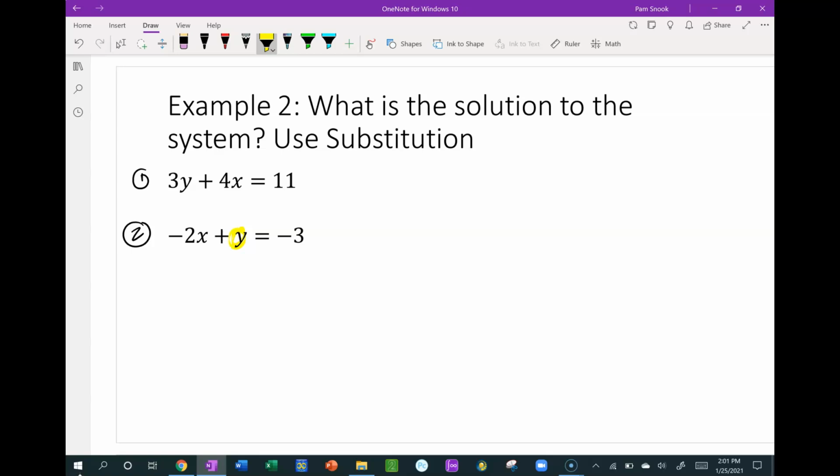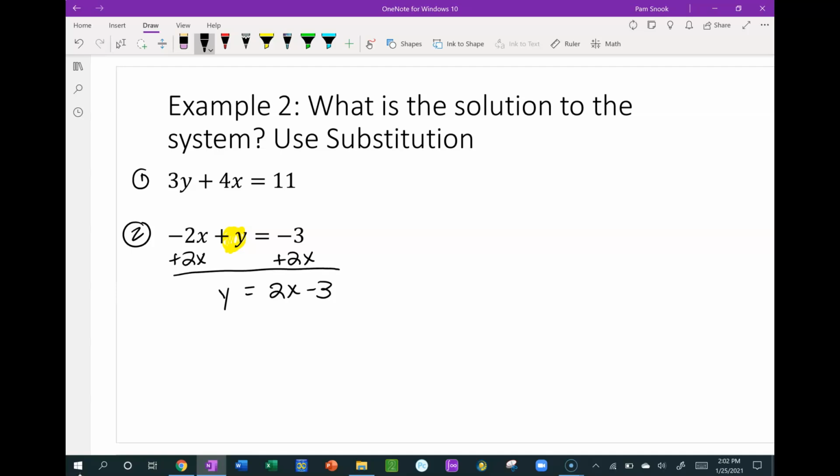I have a plus y right there. So I can go ahead and rearrange equation 2 easily, and that will give me an equation where y is solved for x. So add 2x to both sides. And when you do that, you're going to get y equals 2x minus 3.